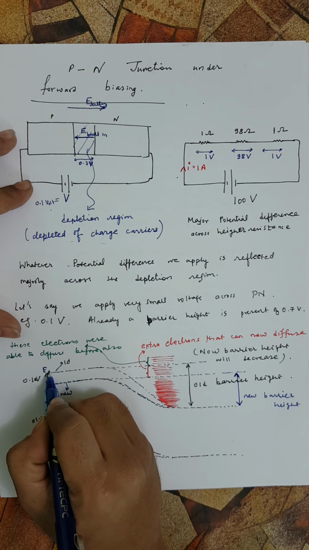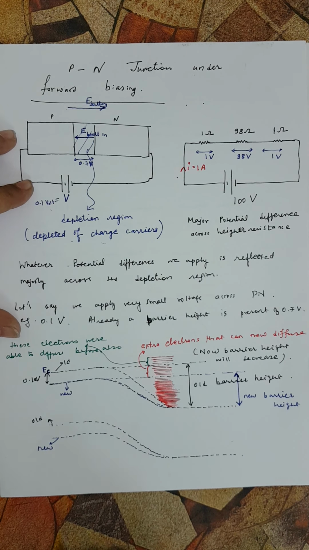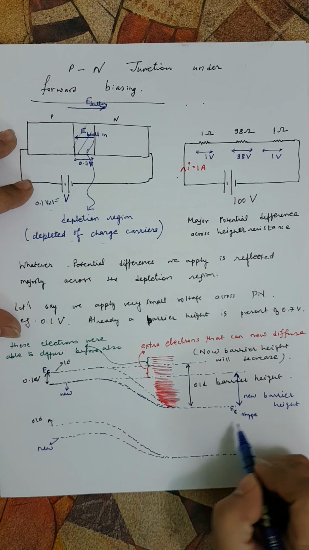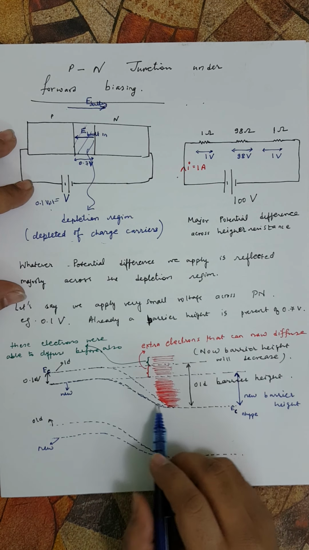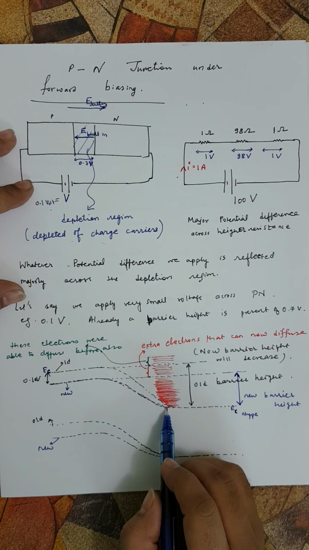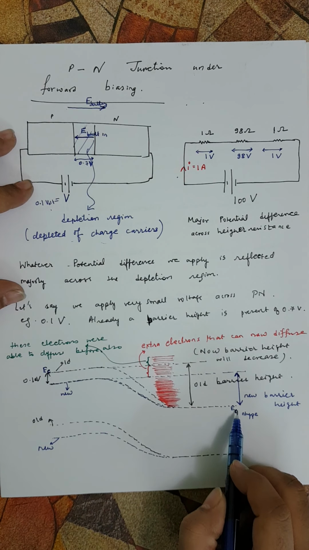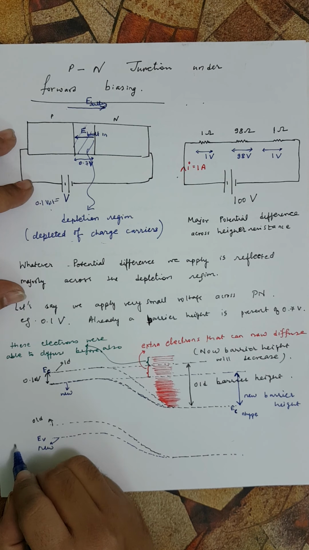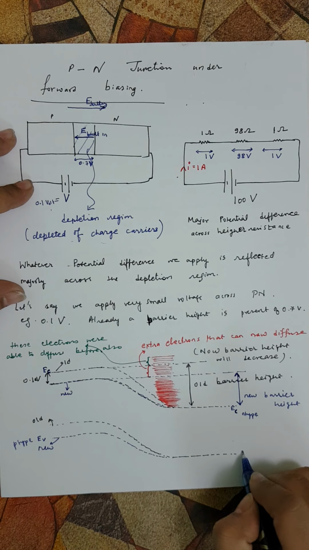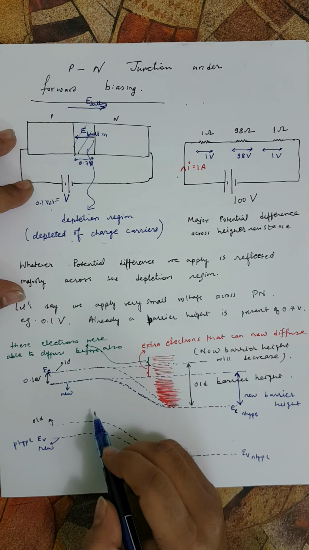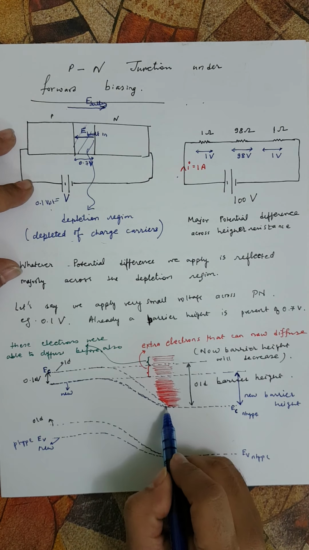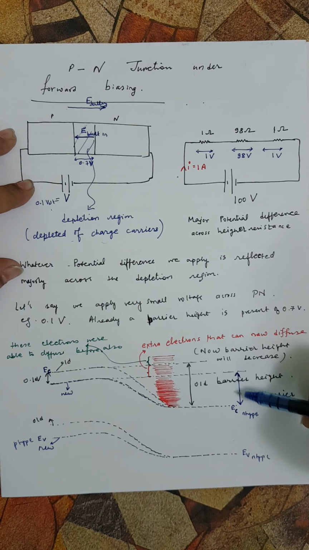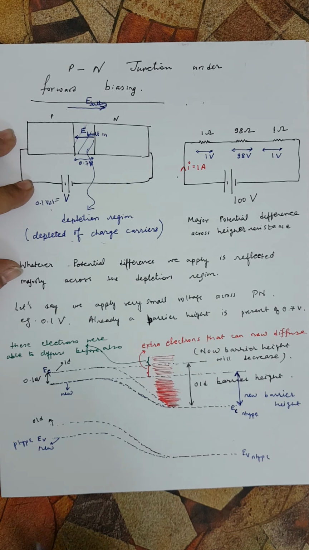So let's call this the lower limit of the conduction band, EC, and this is the EC of the n type. Keeping the EC of the n type constant, the EC of the p type will decrease relative to it. Similarly, the EV will also decrease. So this is the EV of the p type, and this is the EV of the n type. The old barrier energy gap will decrease because of the lesser electric field.